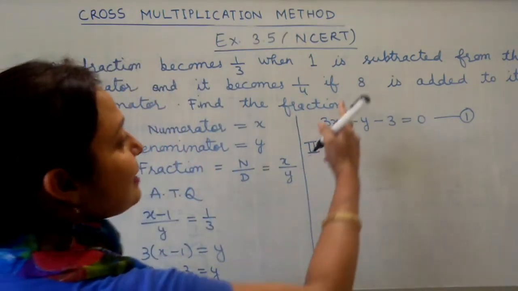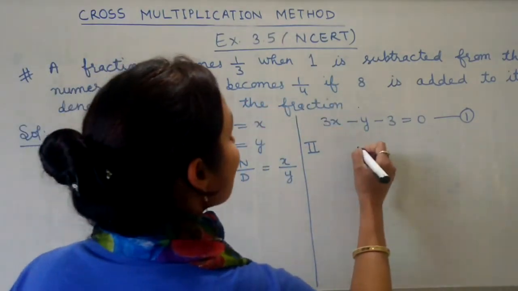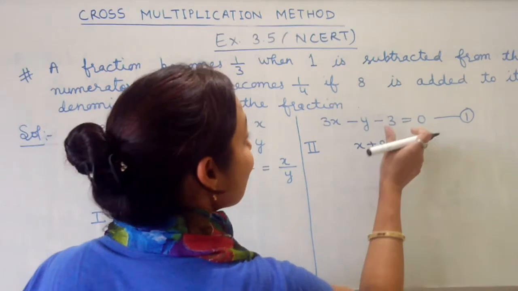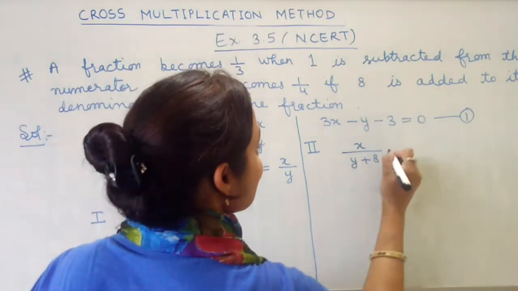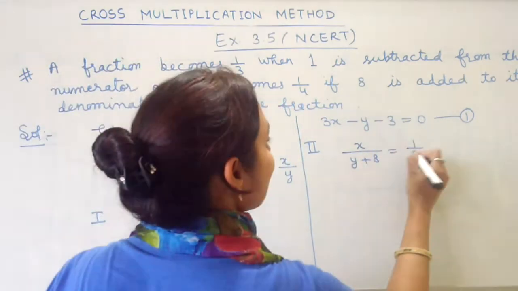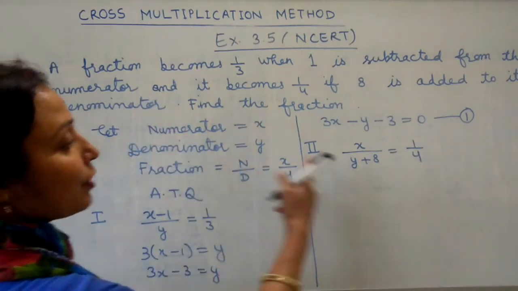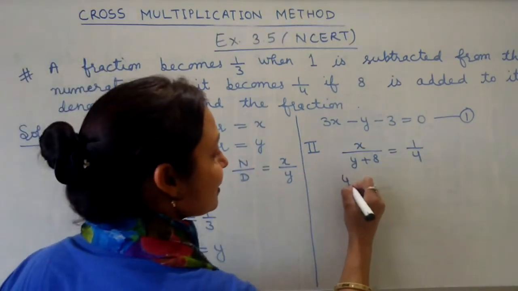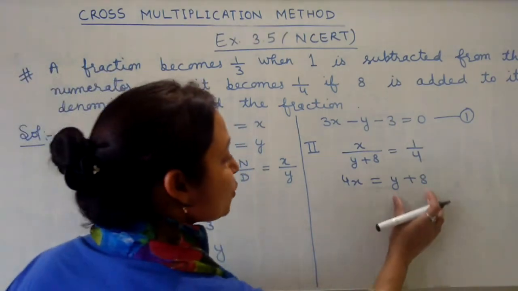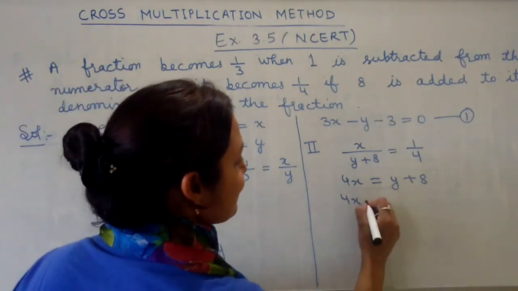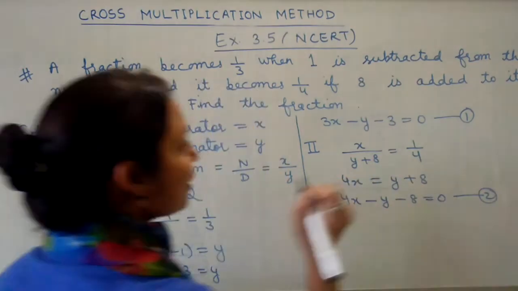What is the second condition? 8 is added to its denominator. So 8 is added to its denominator, y plus 8. Numerator upon denominator, x upon y plus 8 is equal to 1 by 4. Take the cross multiplication, 4x equals y plus 8. Right? Take these two terms on the left hand side, 4x minus y minus 8 equals 0. So this is equation number 2.